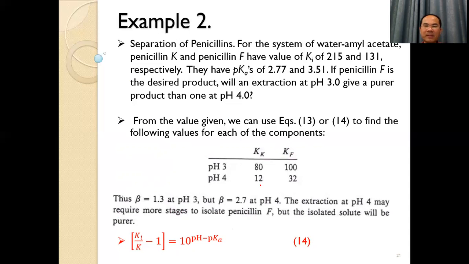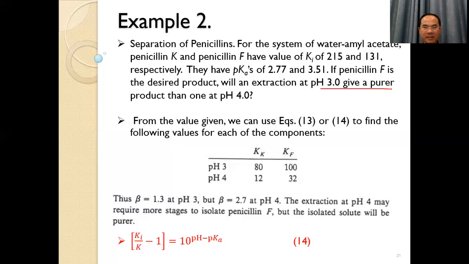For this example, penicillin F is our desired product. Extraction at pH 3 gives a purer product than at pH 4. The question is, we compare between pH 3 and pH 4, which pH is better to separate penicillin F?